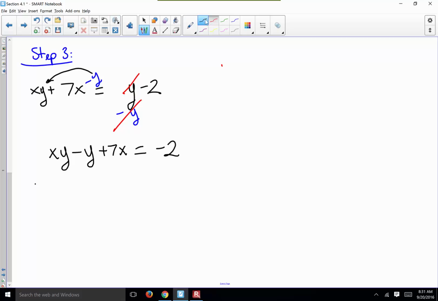And besides, I want to see only y's here. I need to get rid of this 7x. So can I first get this 7x out of my way, like this? Now we are one step closer to the result, but I still have two separate y terms. I need to get them to one. How?